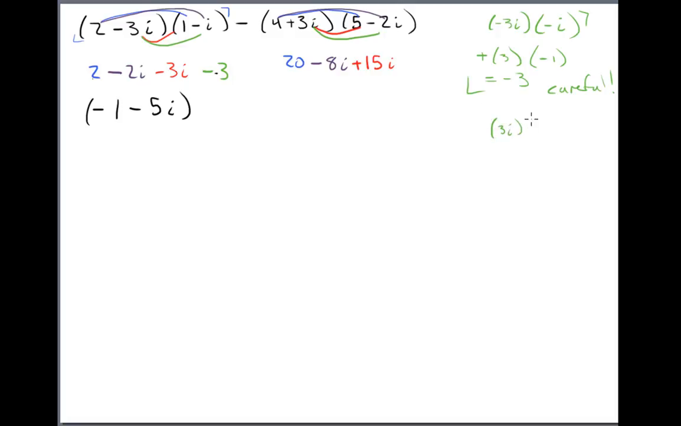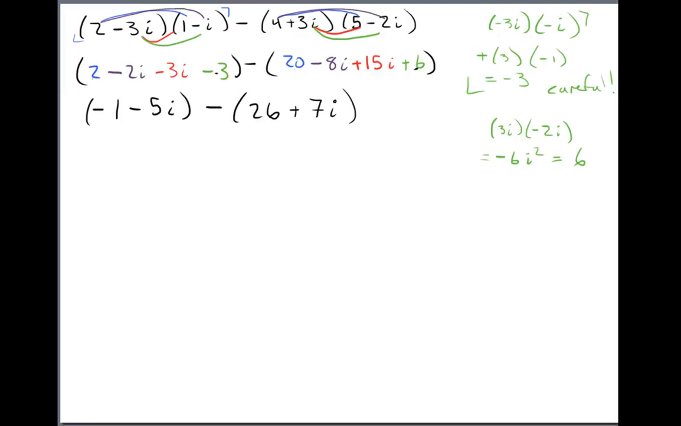So maybe I'll write that out again to be careful. 3i times a negative 2i. 3 times a negative 2 is a negative 6. So we've got a negative 6i squared. That's going to end up being a positive 6. Okay, so let's combine here. We'll have 20 plus 6, that's 26. Negative 8 plus 15 is plus 7. So 26 plus 7i.